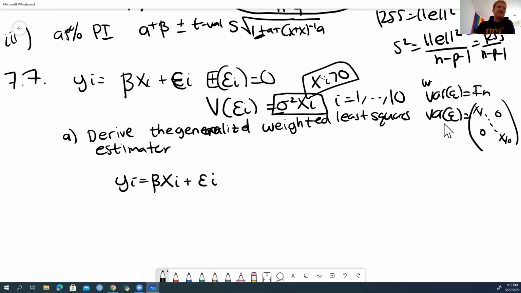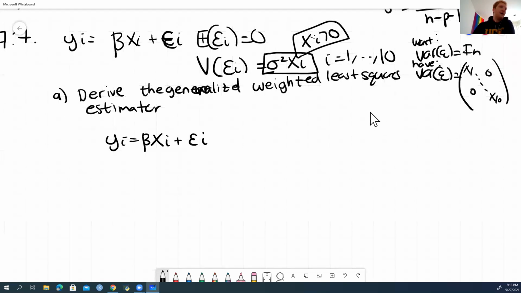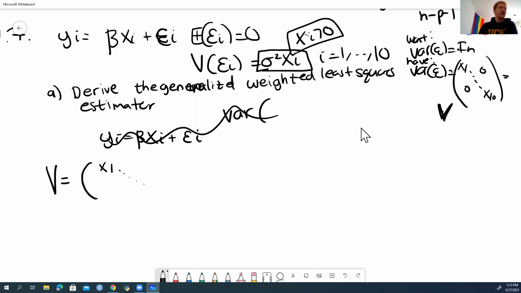So this is what we want. We want the variance of epsilon to be equal to the identity, but we have that the variance of epsilon is equal to this. Observe, however, that if I let V equal this matrix, it's the variance of the epsilon.